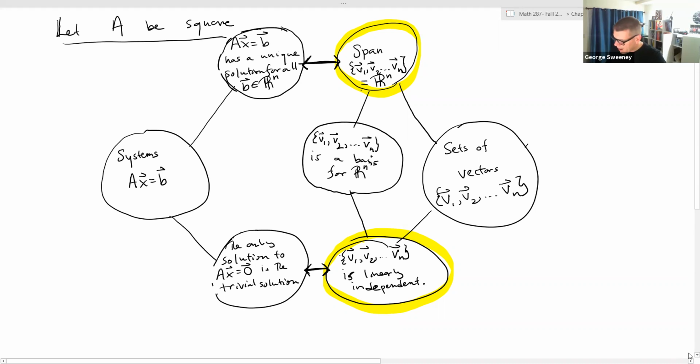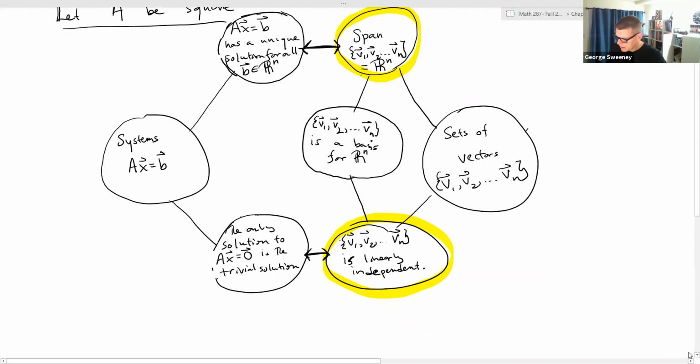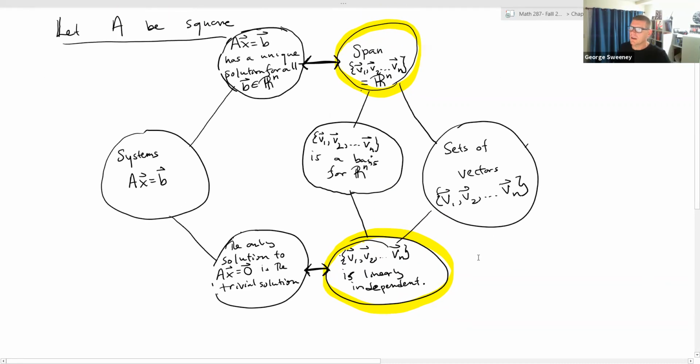All right, now I've got a third idea that I'm going to work with here. Can you guys see those are the relationships that we've been working with thus far? We've connected span to AX equals B and the solution for all B. We've connected the set V1 through Vn is linearly independent to AX equals 0 has only the trivial solution. And then if this set V1 through Vn spans and is linearly independent, we get a basis for Rn.